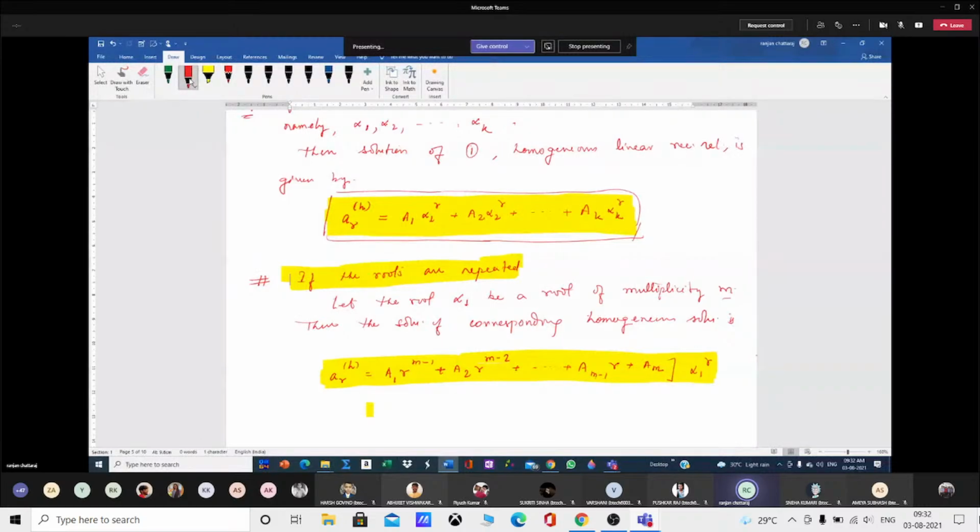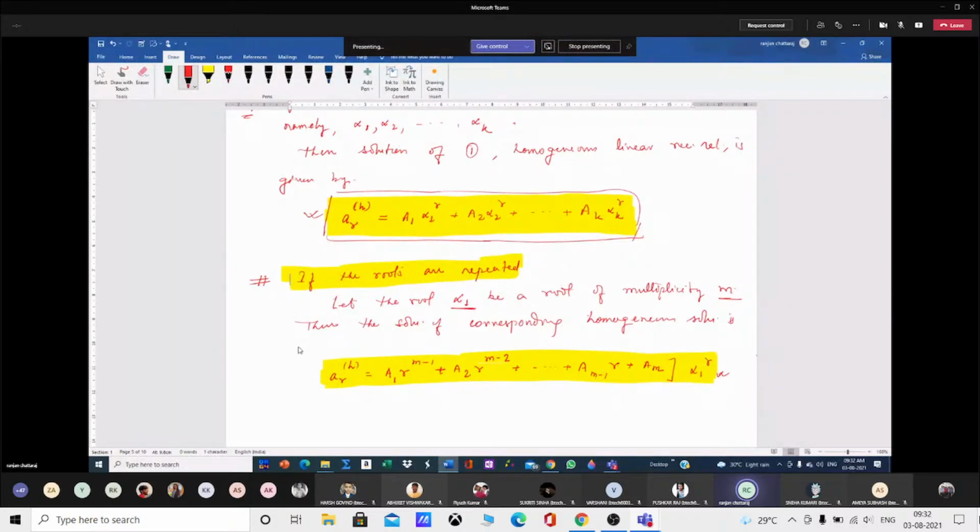So here I am only writing the one solution. That means alpha 1 repeats itself m times. So I am writing for alpha 1 only. Apart from this, if we have some distinct roots also, then we have to add them in this way.